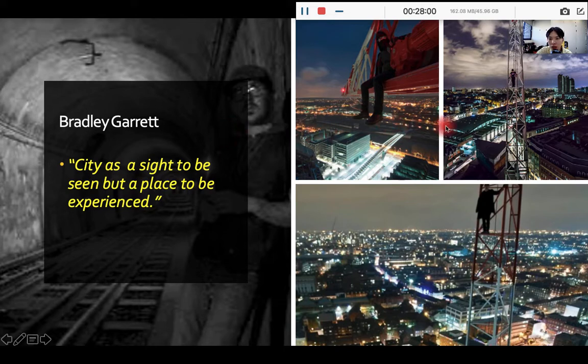And here you can see him on the edge of, I believe this is the Shard. Okay, this is the Shard. So this is what he does when he goes traveling. Apparently, this is not for everyone. If you are afraid of heights, this will terrify you.